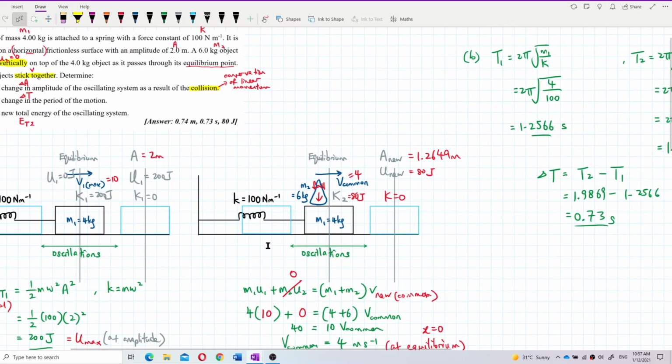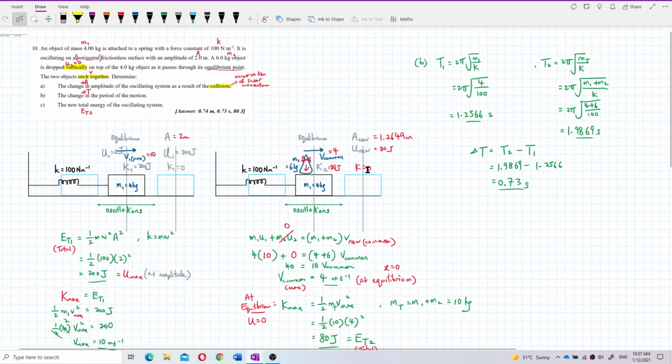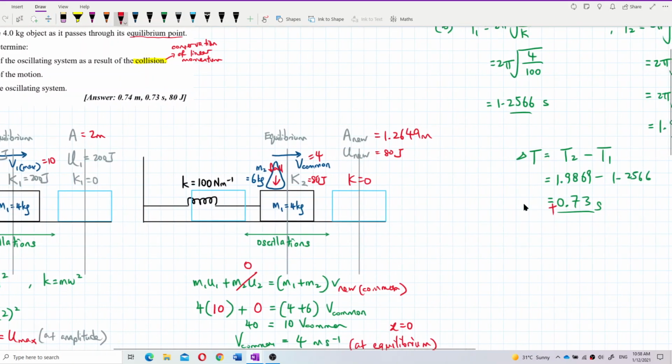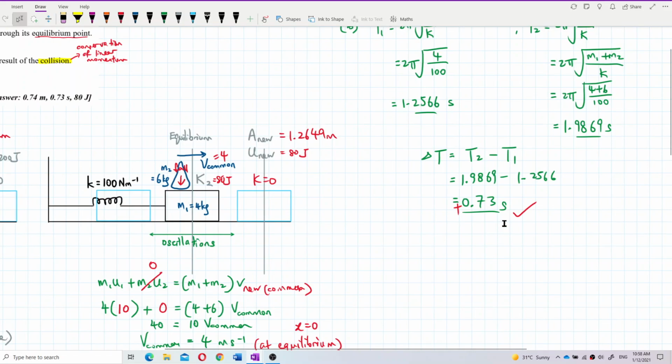So the period becomes longer, you see? The period becomes longer because it is heavier. Now you have two objects stuck together, it becomes heavier, and the period takes a longer time, increasing from 1.25 to 1.98. So the change is positive. Positive means increase. The period increases 0.73 seconds. So is that correct? Yeah, the change of period is 0.73 seconds. That's correct.